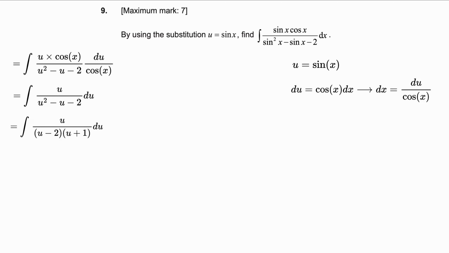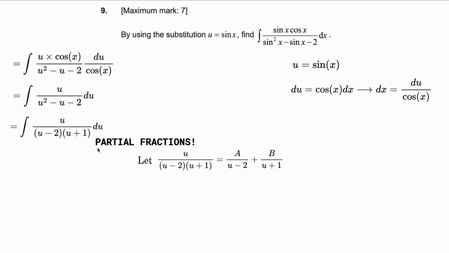Now we can use a method called partial fractions, where we're essentially splitting this up into two different fractions. So basically what I've done is I've let this equal a over u minus 2 plus b over u plus 1, where a and b are constants, so that we can just integrate 1 over u minus 2, and the constants are just behind the integral. So if we multiply both sides by u minus 2 times u plus 1, we get u equals a times u plus 1 plus b times u minus 2. And now our goal is to find the constants a and b.